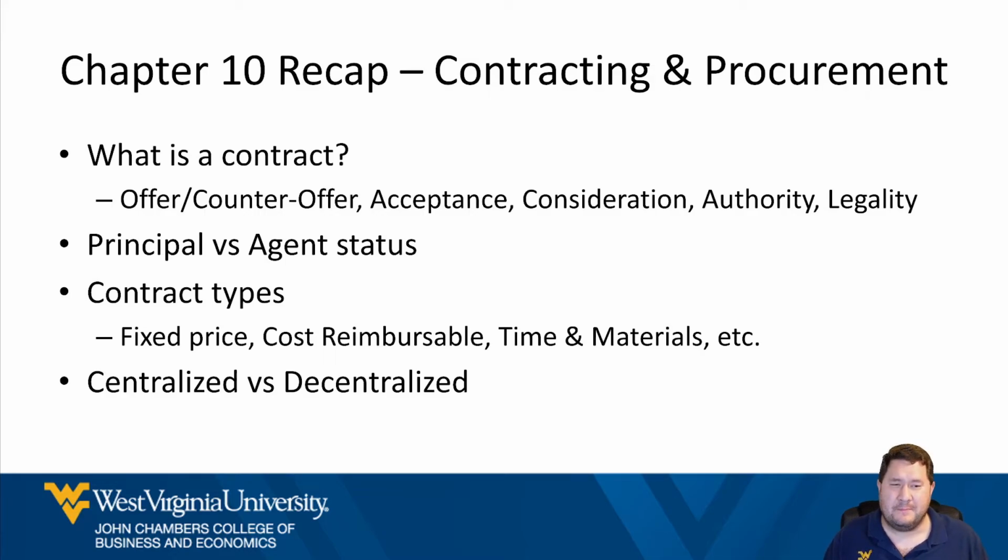Contract types. There are lots of contract types. I believe the book only went into fixed price and cost reimbursable. I threw time and materials in there because that's another one that hopefully you guys can understand. So fixed price: you've negotiated with the other side. They said it's going to cost this price. You sign the contract, they perform the work or provide the goods or services, whatever it is, and you pay them that fixed price. It's already been negotiated.